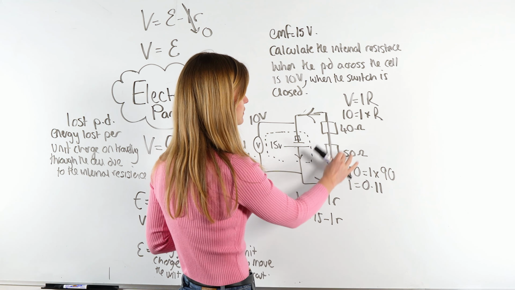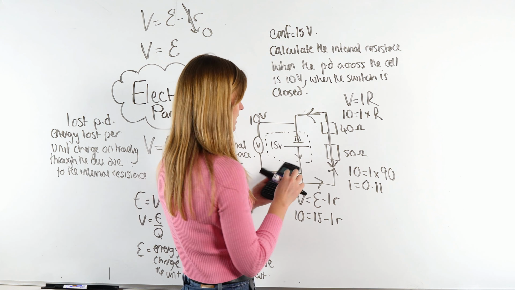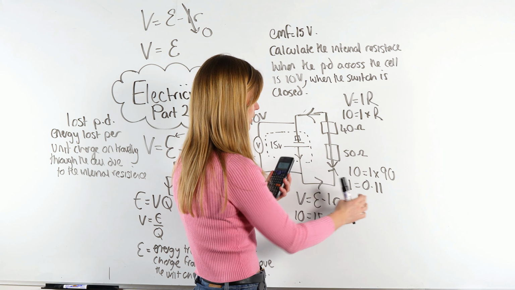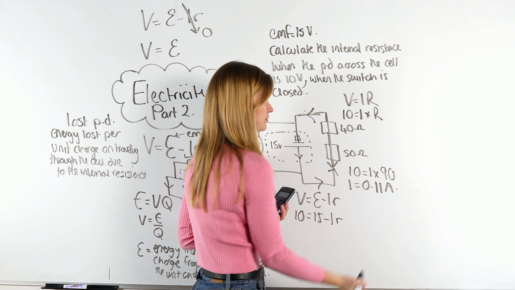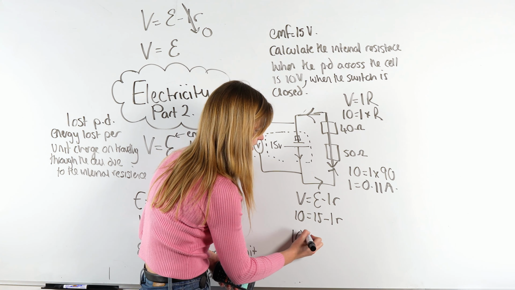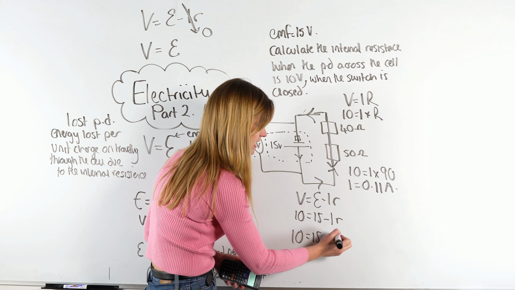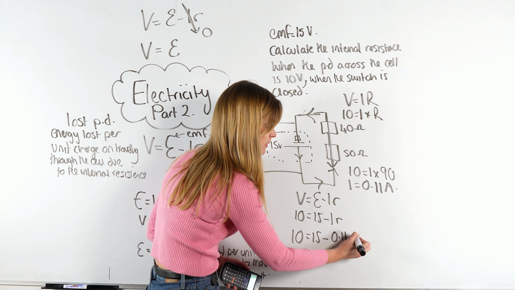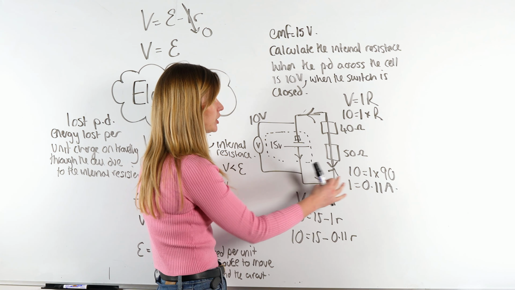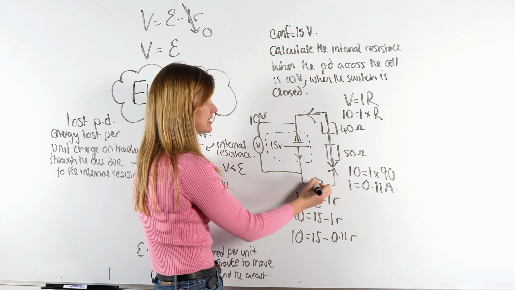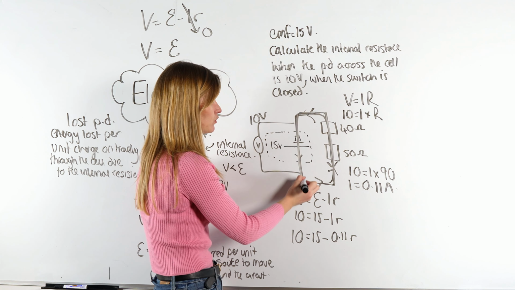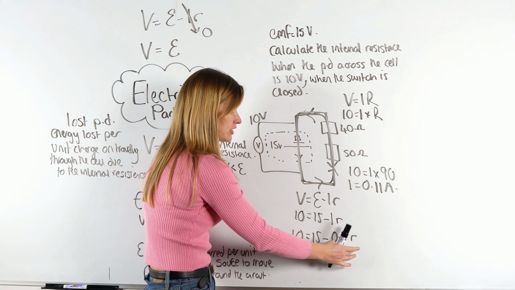Okay, so again, 40 plus 50 is 90. My potential difference was 10. What we did was 10 divided by 90 to get my current of 0.11 amps. Now I know the current, I can plug it into this equation. So I have now 10 is equal to 15, take away 0.11 times the internal resistance. And we know the current is still 0.11 because in a series circuit the current is the same everywhere. So if a current is flowing through my resistors, it's the same current that is flowing through my cell. So I want to figure out what that internal resistance is.